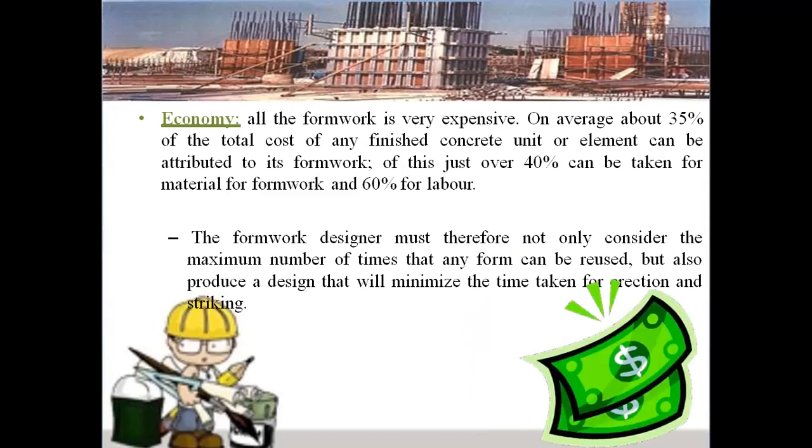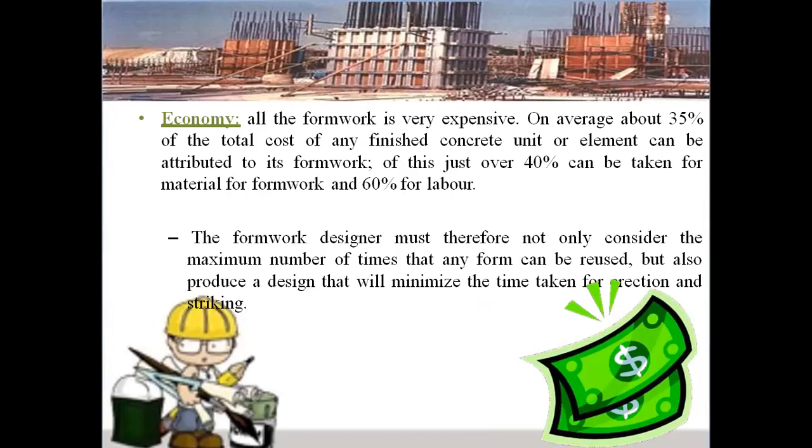Economy. All formwork is very expensive: on average about 35% of the total cost of any finished concrete unit or element can be attributed to its formwork. Of this, just 40% is for material and 60% for labor. So when we compare the economy of the construction of the whole building, the major role is played by the formwork, at 35% of the whole construction process.